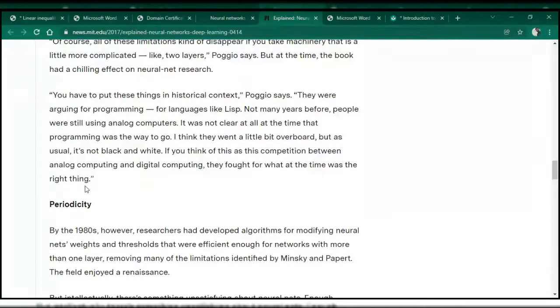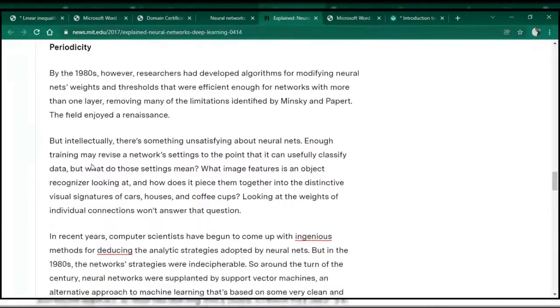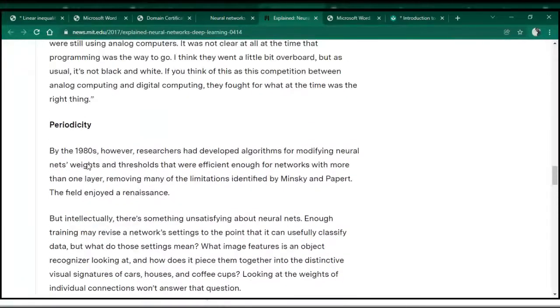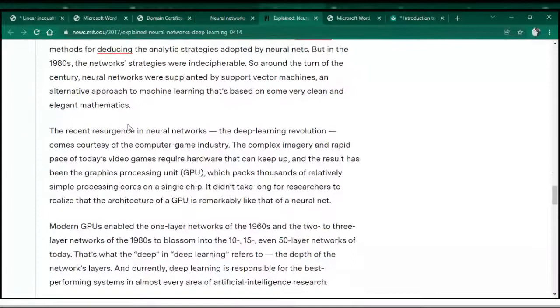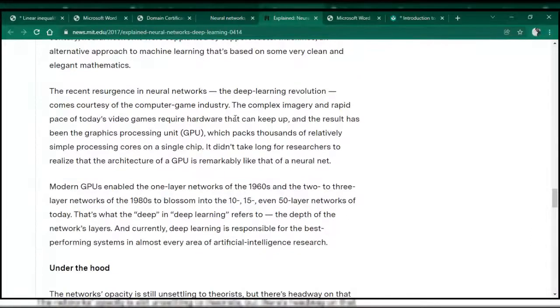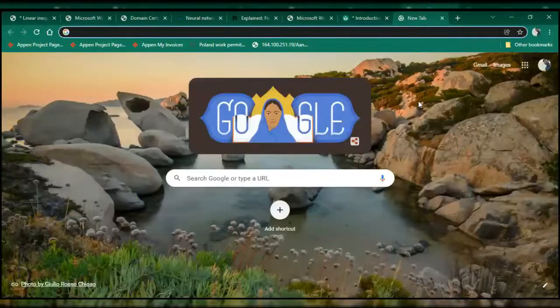Okay. Periodicity. I'll explain to you what GPU is. GPU means graphical processing unit or graphics processing unit. CPU is central processing unit.